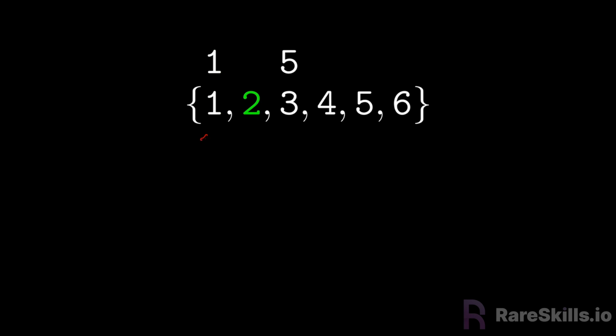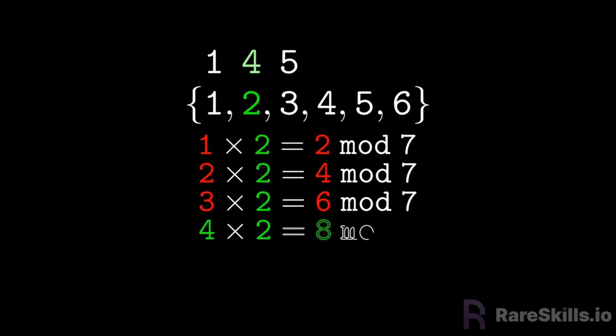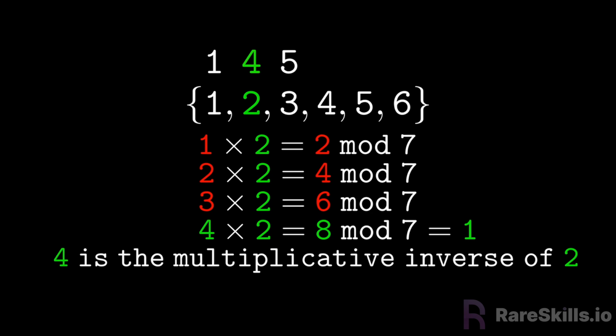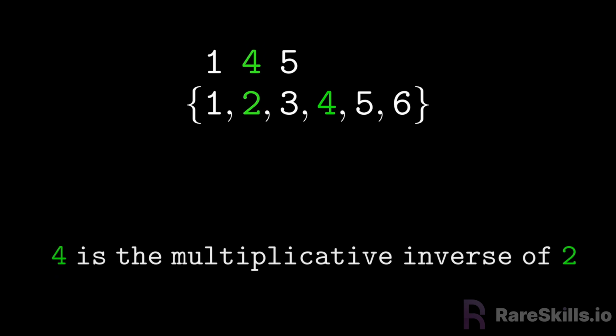How about 2? Well, we know it isn't 1, 2, or 3 since none of those multiply to equal 1 modulo 7. If we multiply 2 by 4 modulo 7, however, we get 8, which is congruent to 1. Therefore, 4 is the multiplicative inverse of 2, and 4 is congruent to 1/2. We'll skip 3 and move on to 4. We saw earlier that 4 is the multiplicative inverse of 2, so immediately we know that 2 is the multiplicative inverse of 4.